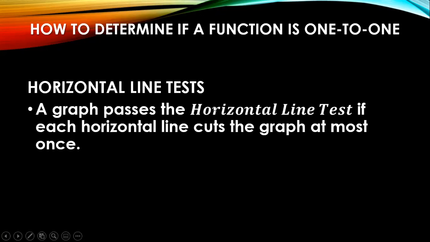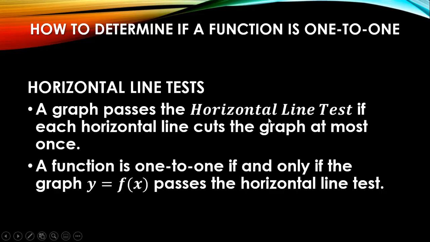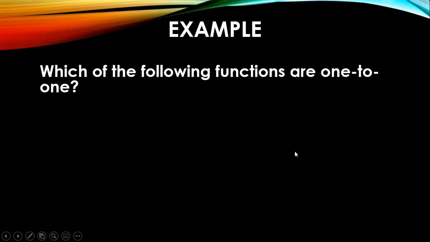So a graph passes the horizontal line test if each horizontal line cuts the graph at most once. Ibig sabihin po, na-intersect ng horizontal line ay iisa lang. So hindi siya pwedeng mag-intersect sa ating graph na dalawa or tatlo. So basta dapat isa lang yung ma-intersect ng horizontal line natin. And a function is one-to-one if and only if the graph y is equal to f of x passes the horizontal line test.